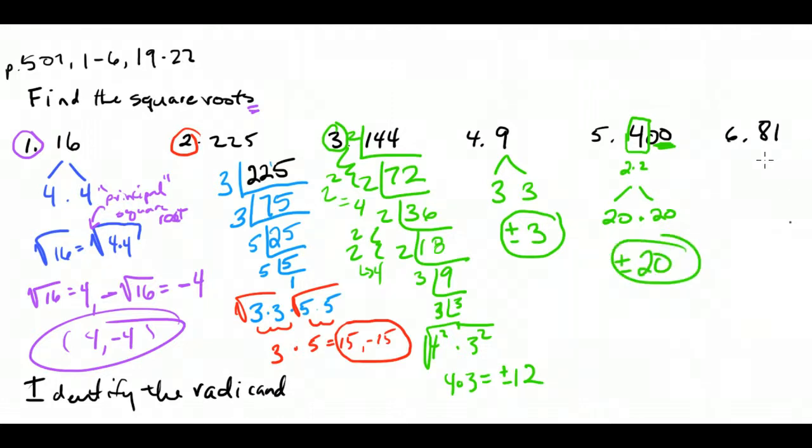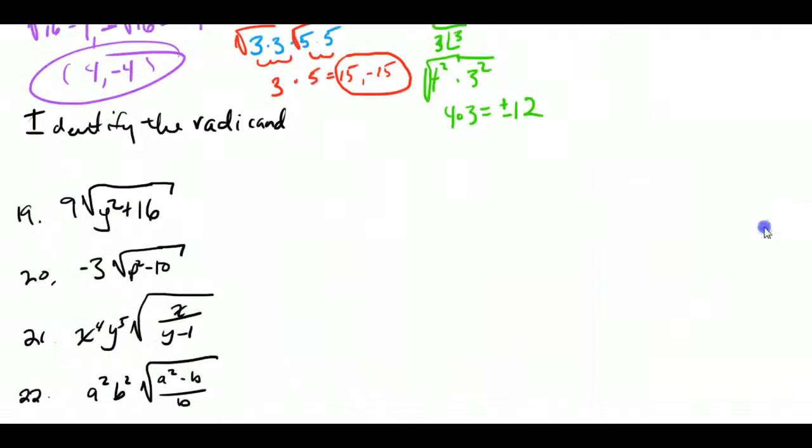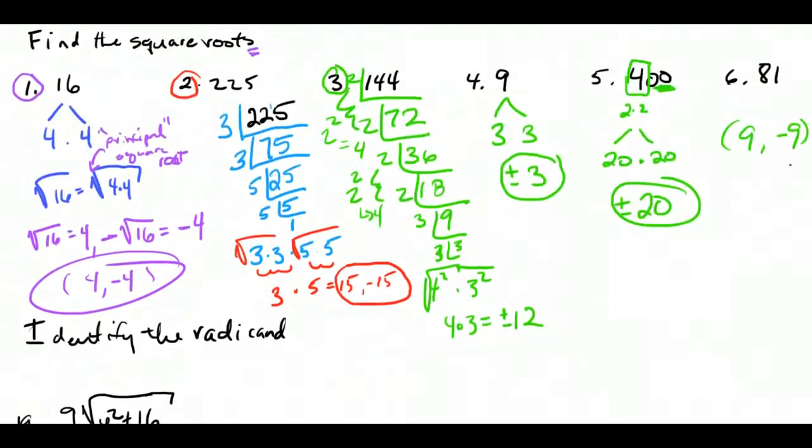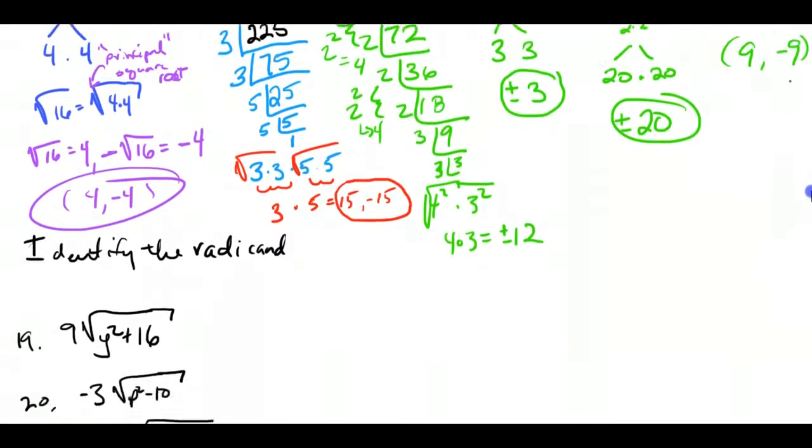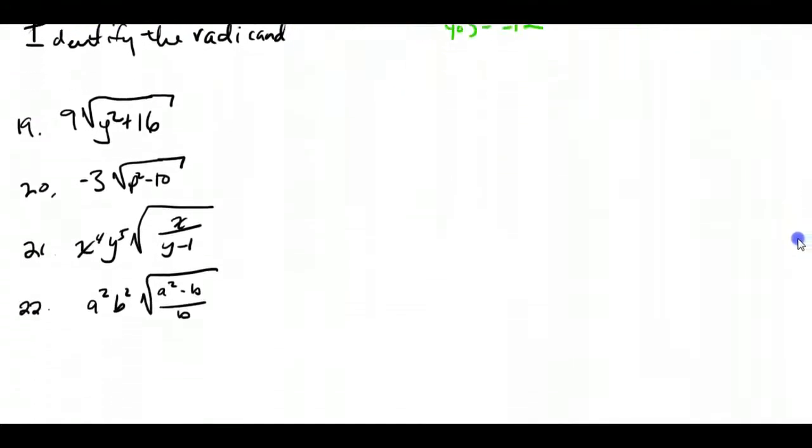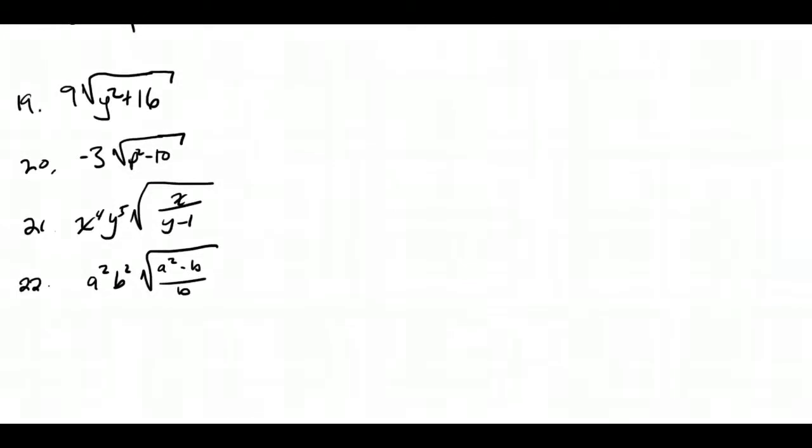And again, 81 should be obvious. It'll be 9 and negative 9. Those are the square roots of 81. Okay, so that should be fairly obvious for 1 through 6 there. Now let's take a look at 9 through 22.